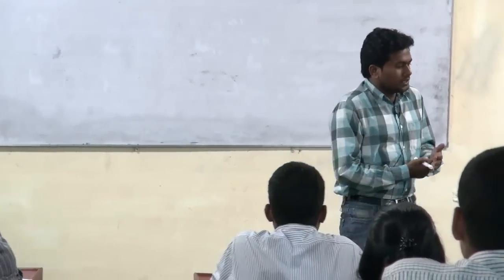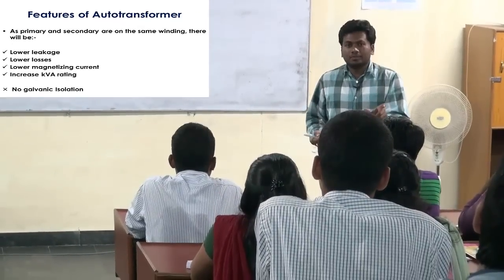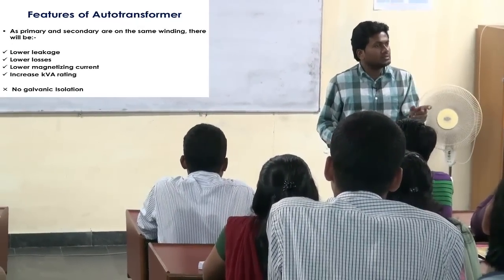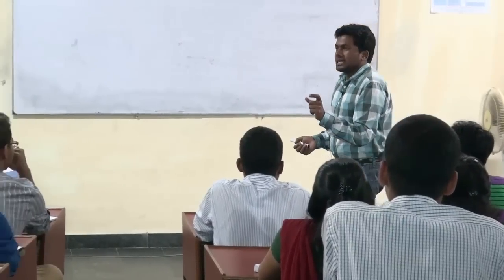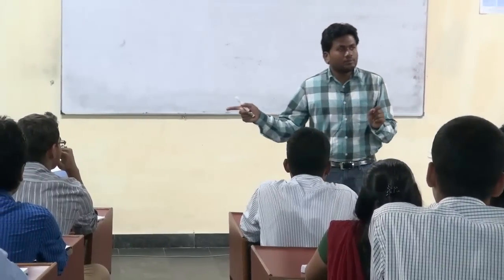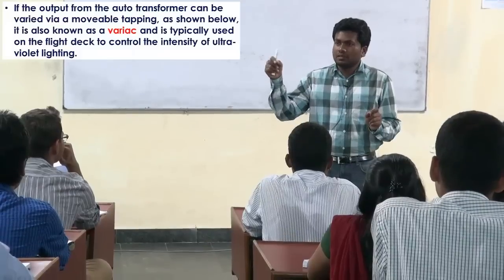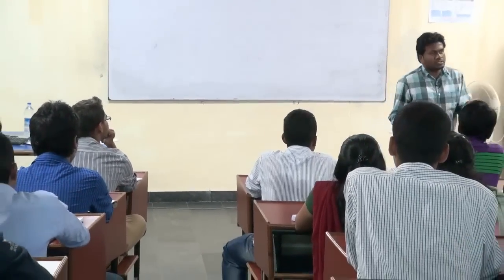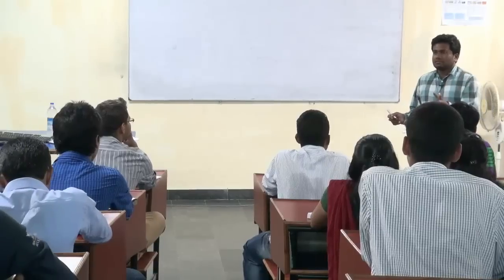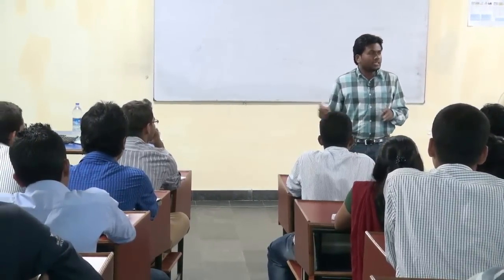Now coming to this auto transformer. In case of auto transformer we have only one winding. As we have studied about transformer classification according to the number of windings, the transformer which has only one winding is called what? Auto transformer or variac. Yes or no? Variac. Similarly, the transformer which has two windings is called a two winding transformer. And the transformer where we have three windings, the third winding is called the tertiary winding.